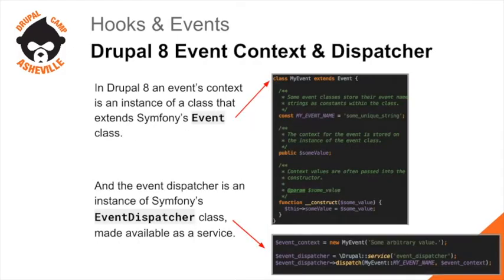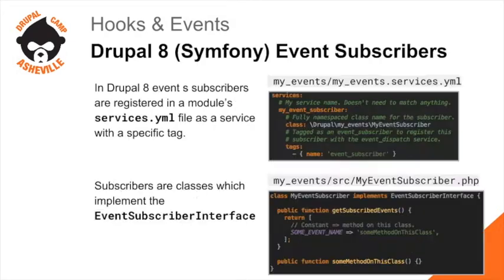The event context is actually a class that is written by whatever module or part of the system is dispatching the event. So basically in this example, if you were subscribing to an event, which is 9 times out of 10 what you're going to be doing as a Drupal 8 developer dealing with events, then the event context will be passed into this method that you said is subscribed to the event.